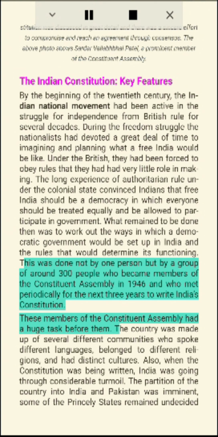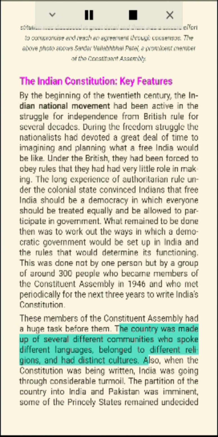This was done not by one person but by a group of around 300 people who became members of the Constituent Assembly in 1946 and who met periodically for the next 3 years to write India's constitution. These members of the Constituent Assembly had a huge task before them.